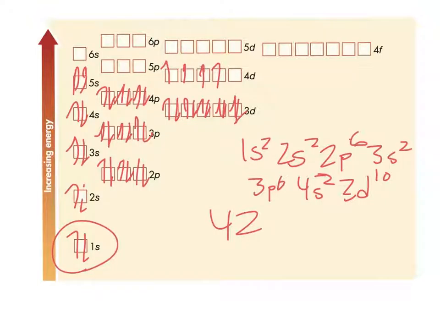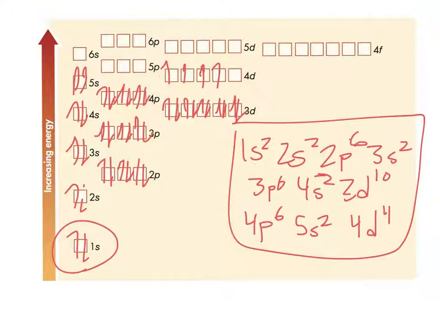let me erase this right here, 4s, 3p to the power of 6, 5s to the power of 2, and 4d to the power of 4. So if you look at this, it looks pretty fine, right? But actually, this is incorrect for molybdenum, and I'll explain that later.